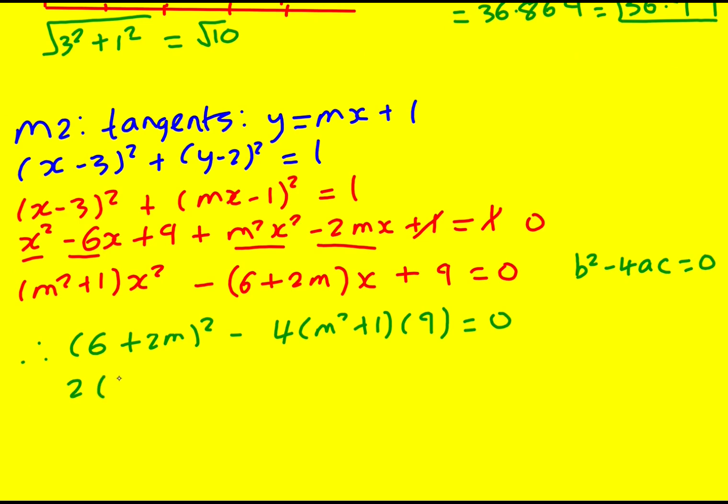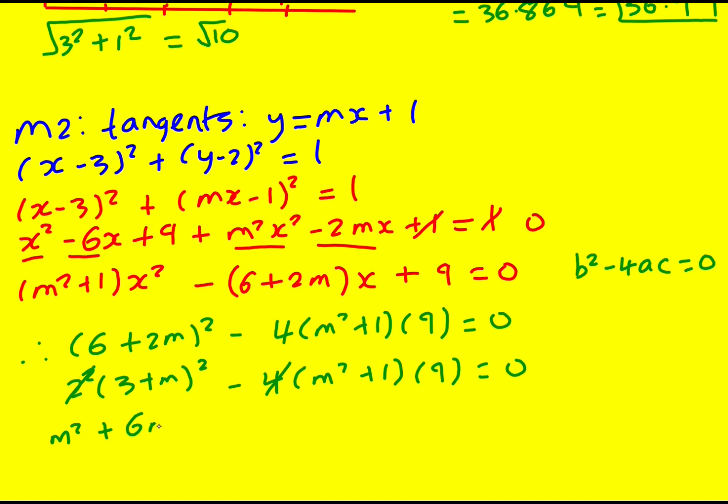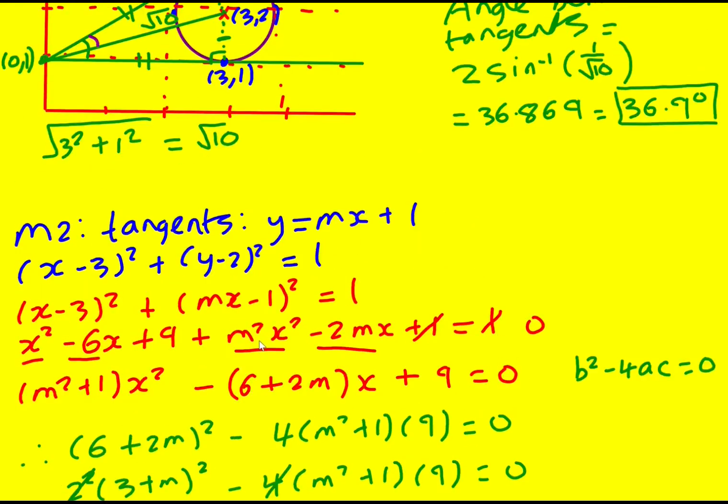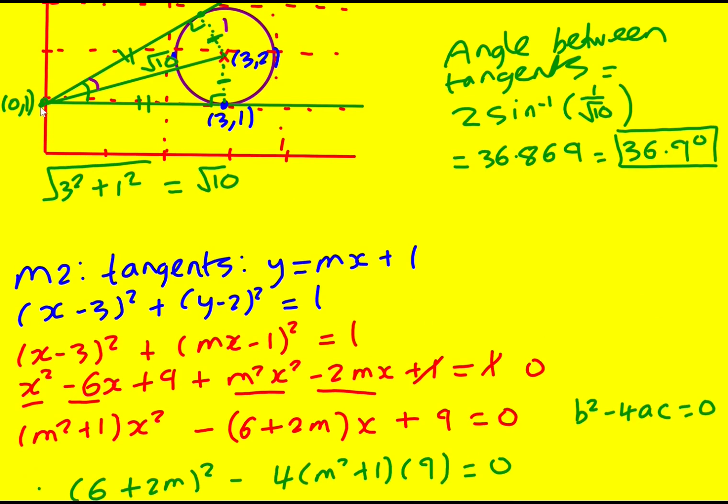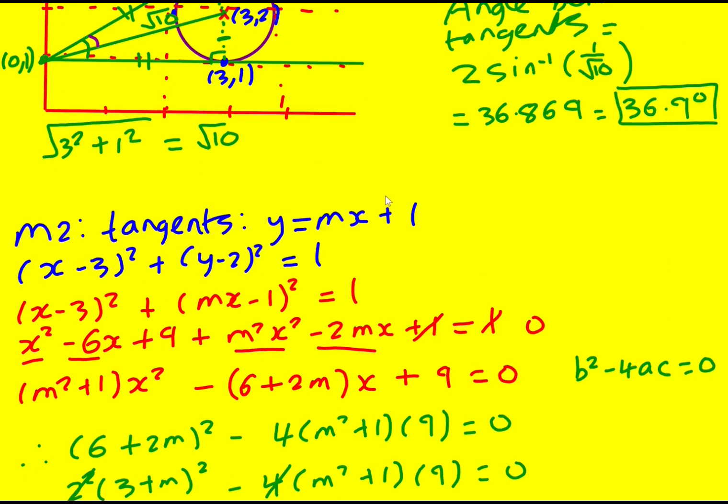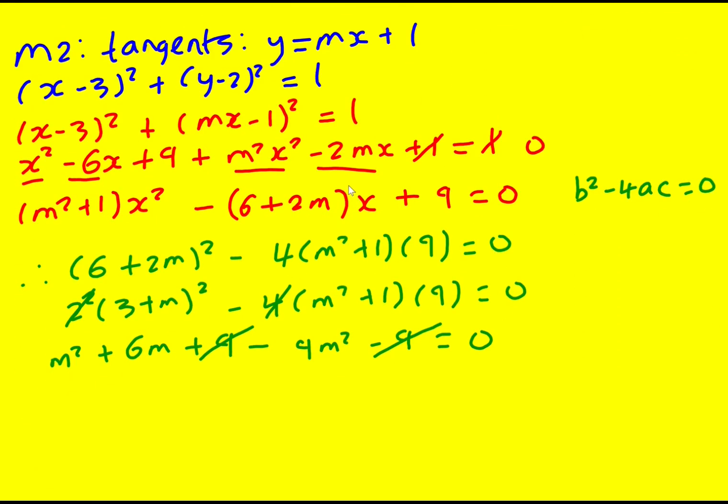I'm going to factorize the 2 out here and then square them separately. The reason being that I can now just divide through by 4. Now I expand it, so I get m squared plus 6m plus 9 minus 9m squared minus 9 equals 0. I just want to say we actually know that m equals 0 is going to be a solution because we've got a horizontal line, but we want to get the other one.